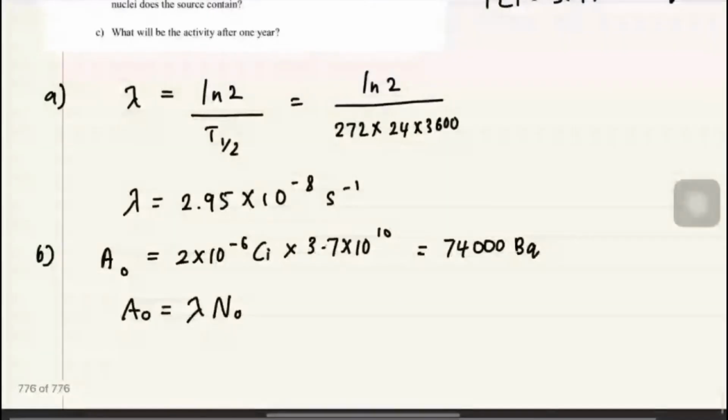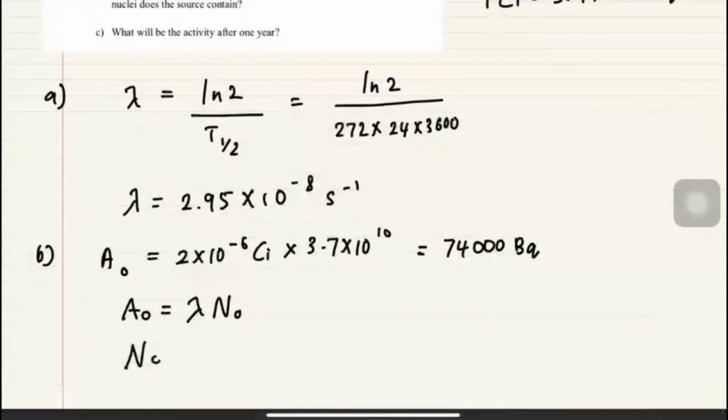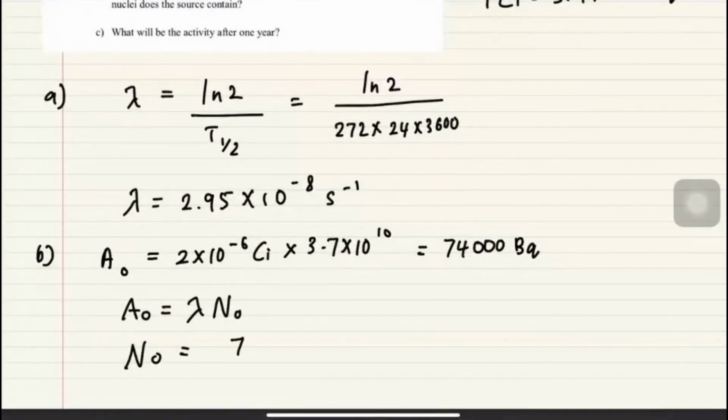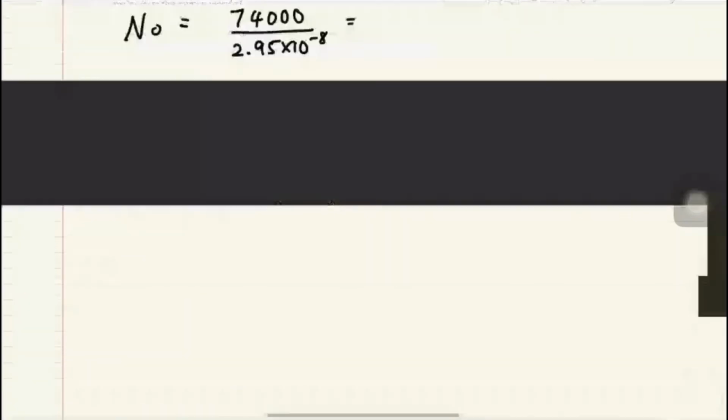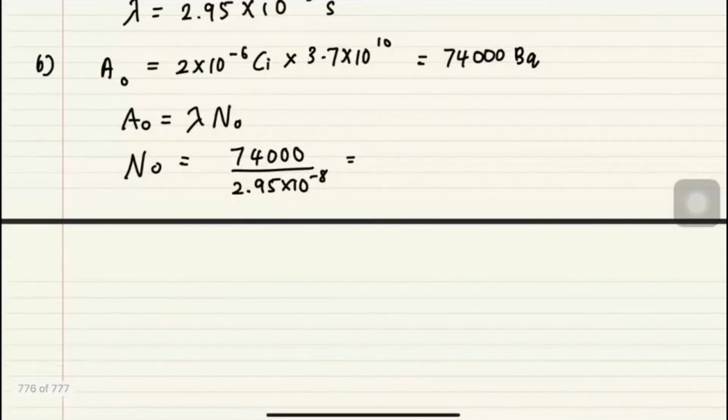Okay, now if I want to use A equals to lambda N. So my N naught is equals to A naught divided by lambda. Kalau here 2.51 times 10 to the power of 12. Okay, unit dia apa? Nuclei. Okay, nuclei. Good. Okay.